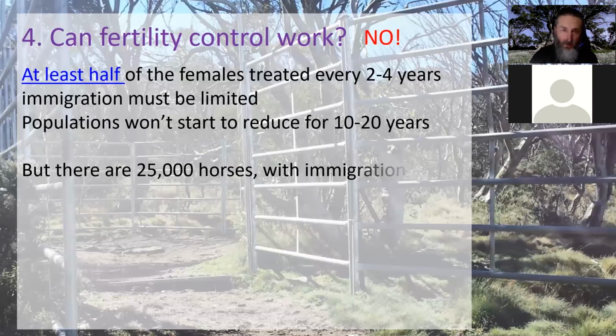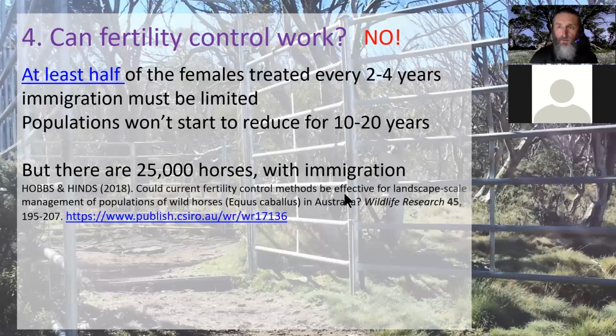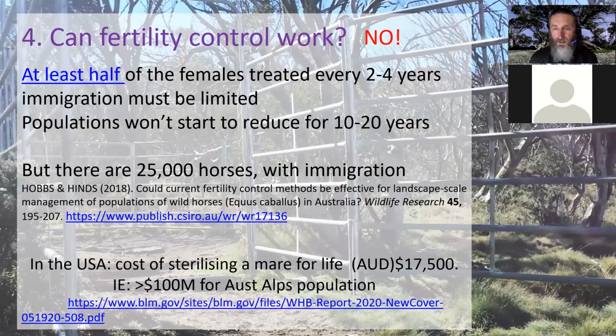But as I said, there were 25,000 horses last year. There's more this year, and there is immigration. This whole thing was considered in this paper by Hobbs and Hines, so you can dig that one out and find out more about that for yourself. But I'll just say that in the USA they have this same massive problem, only worse. There they report that the cost of sterilizing a mare for life is about $17,500. So the number of horses that you would have to sterilize in the Australian Alps for this to work is going to cost way in excess of 100 million. And I just can't see that sort of money materializing. So fertility control really is not on the table.